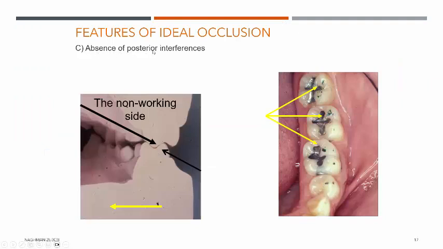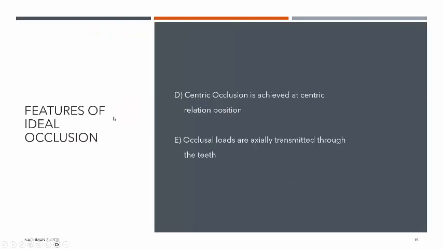There should be absence of posterior interferences in case we are going to have the ideal occlusion. There must not be any posterior interferences. This is the non-working side, and non-working side interferences are even more deleterious. Centric occlusion should be achieved at the centric relation position. As I told you, there is not going to be any shift. Occlusal loads are axially transmitted through the teeth. That means all the forces directed on the occlusal surface of the tooth should have a resultant vector, and the resultant vector should go through the long axis of the tooth.